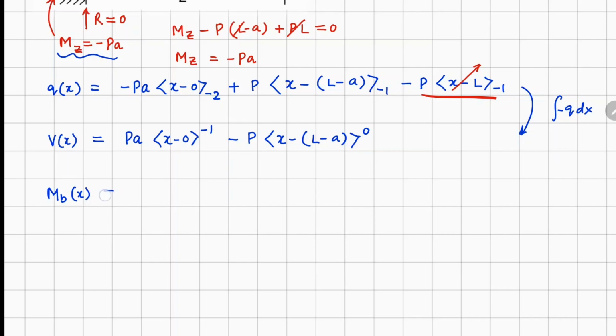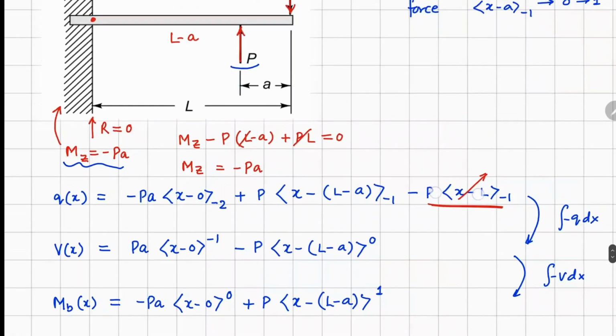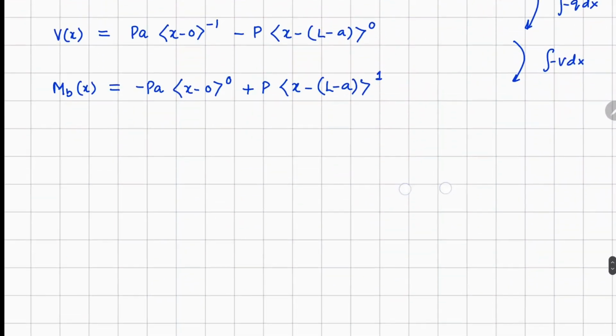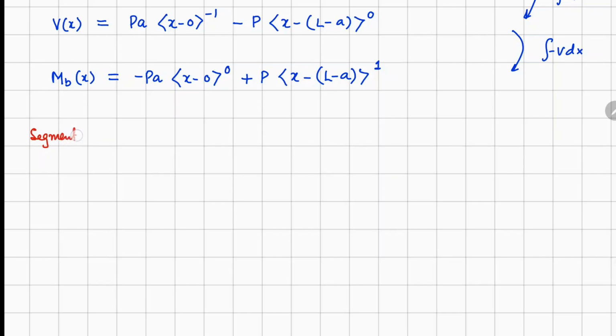Similarly your bending moment, we can integrate this one more time, so minus V dx. Flip the sign, so minus PA x minus 0 to the power minus 1 becomes 0, plus P x minus (L minus A), and this becomes 1 after integration. So now this beam, how many segments do we have? We have this first segment which is x less than or equal to L minus A, and the second one is x greater than L minus A. So let's look at those two segments. Your segment 1, which is x less than L minus A, and your segment 2, which is x greater than L minus A.